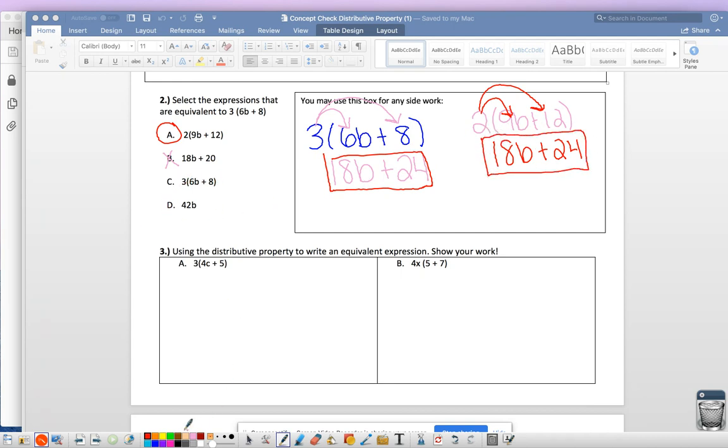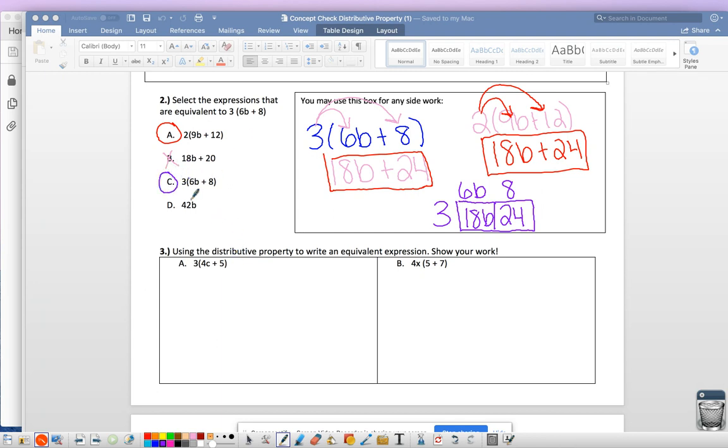So now let's look at the bottom. For this one, I'm going to review the box that we used in class. So we have 3, and then what we're going to make goes inside the boxes. So I'm going to put 6b and 8 on top, okay? So 3 times 6b is going to be 18b, and 3 times 8, which is 24. So that works. And look, it's actually exactly the same as what's up here, okay?